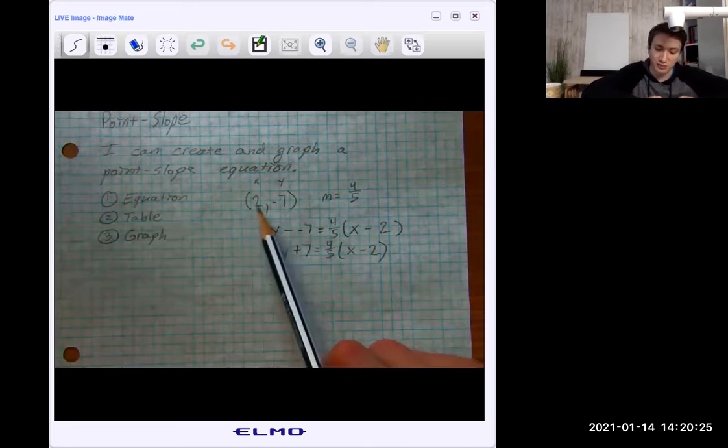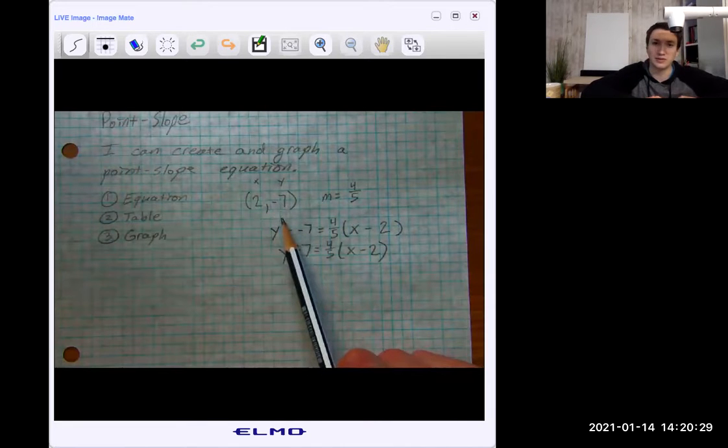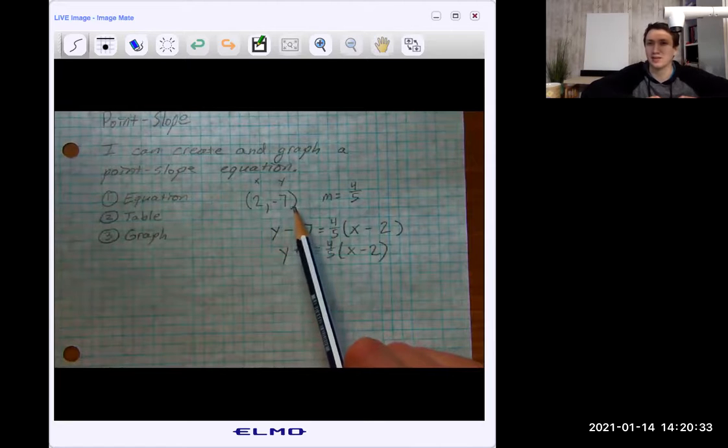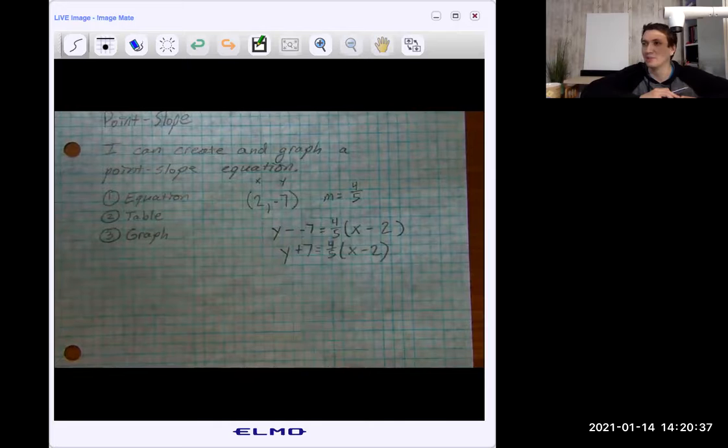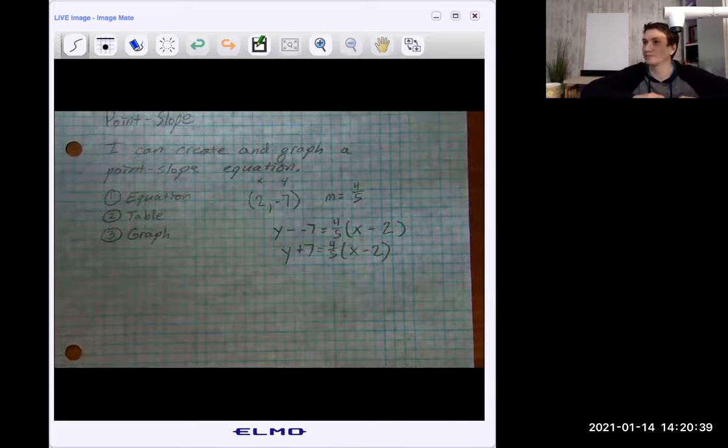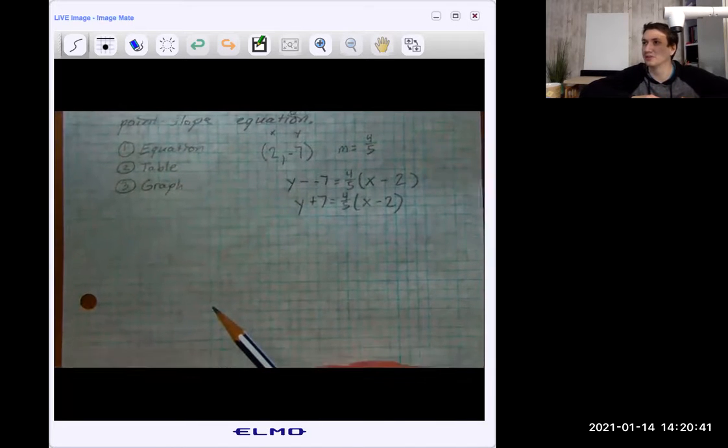Now, if they gave us more than one point, if we had this and let's say another ordered pair here, we can use either one to make our equation, but to keep our life simple, just use the first one they give you, okay? That way we can just stay simple and easy, but technically you can use either one. So that's the first step, is to make the equation.